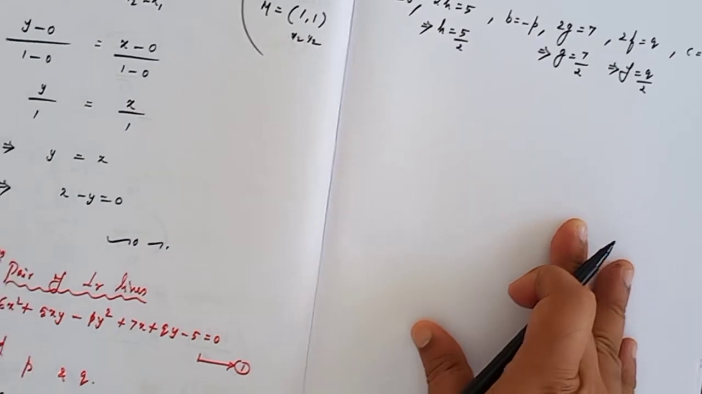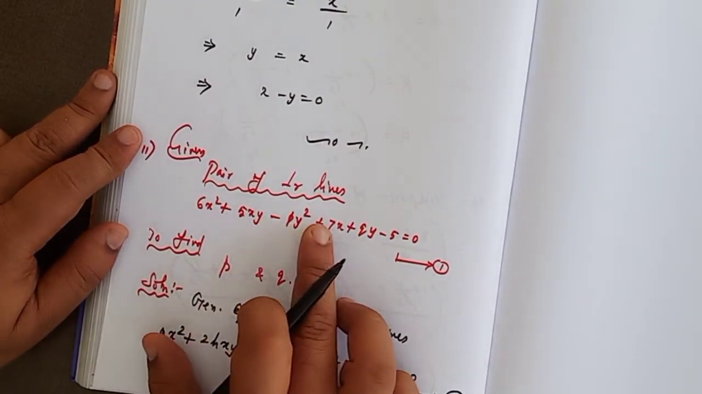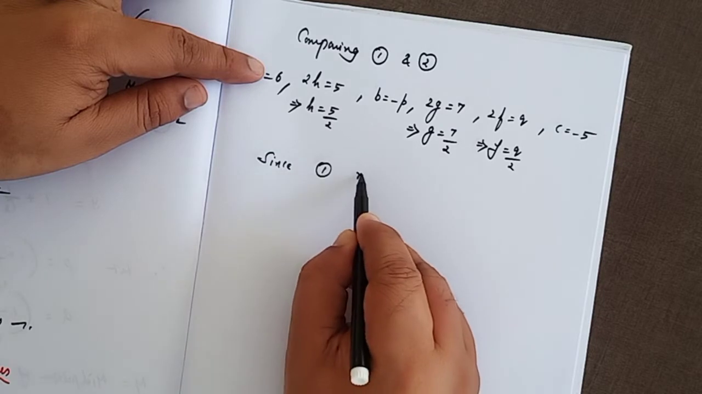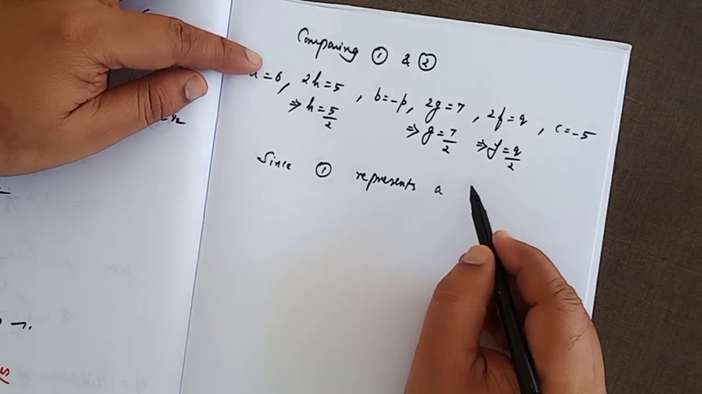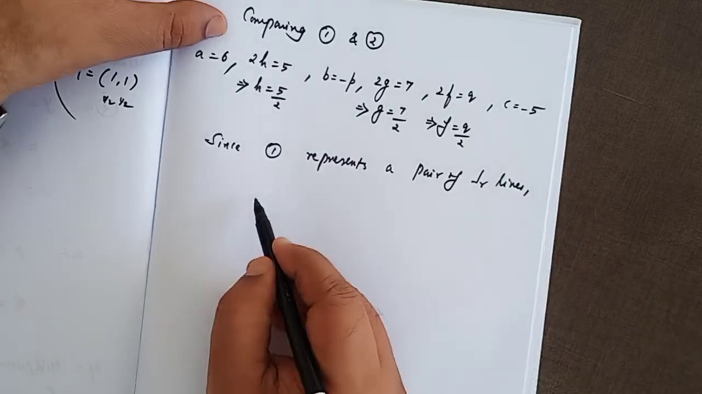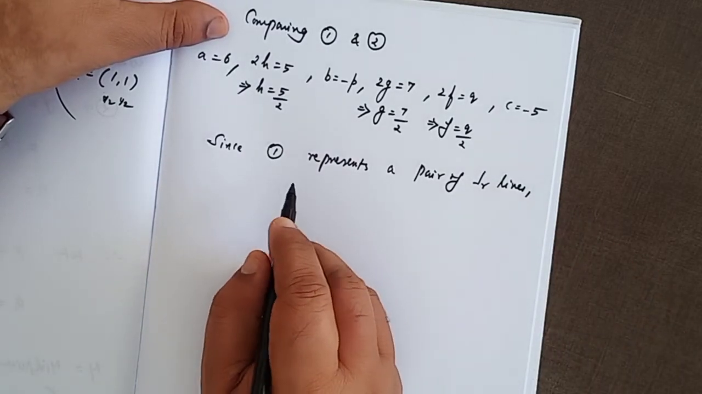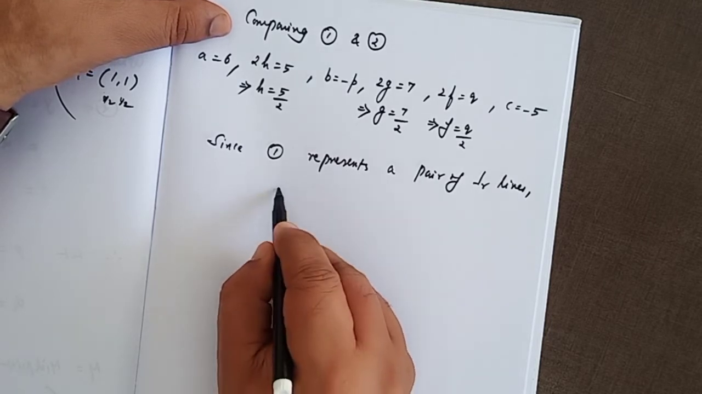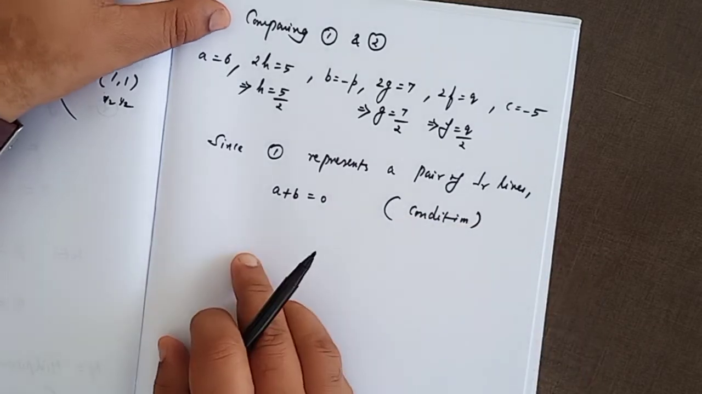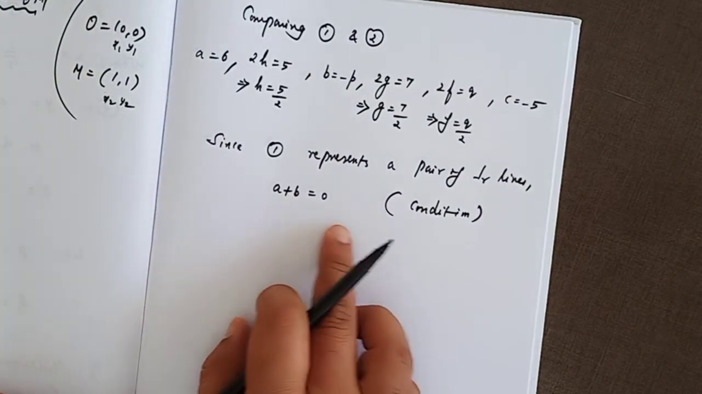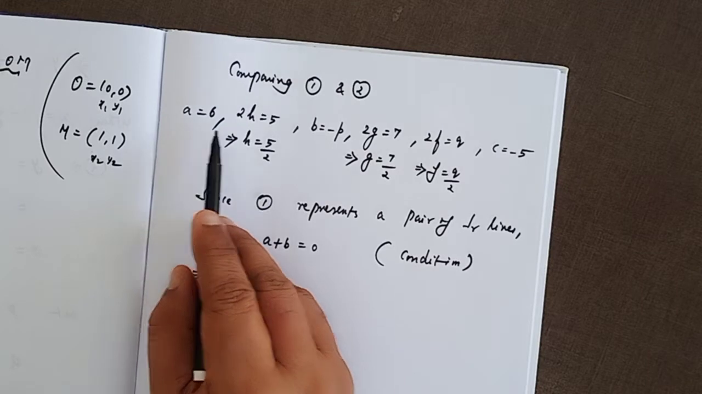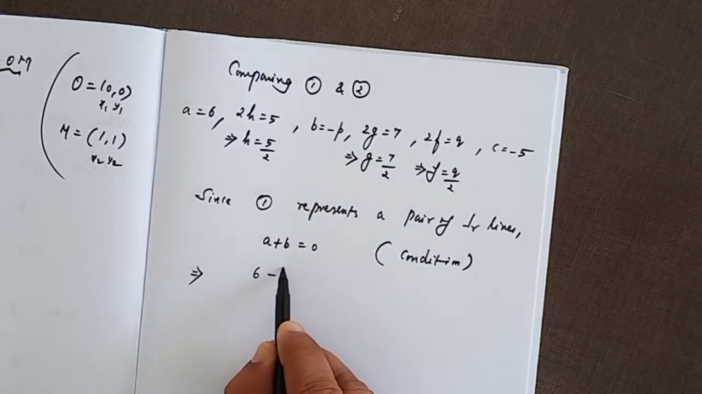Okay. So, given that equation 1 represents a pair of perpendicular lines, we know that the condition for a pair of straight lines to be perpendicular is a plus b equals 0. Here a equals 6 and b equals minus p, so 6 minus p equals 0.